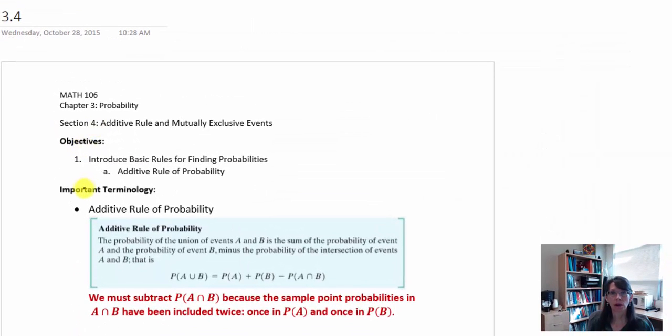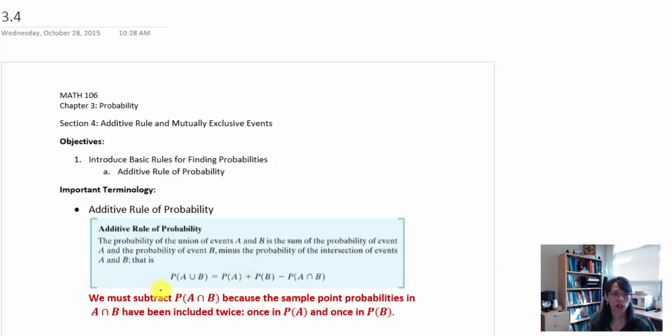In this video, I'll talk about the additive rule. The probability of the union of events A and B is the sum of the probability of events A and B minus the probability of the intersection of the events A and B.